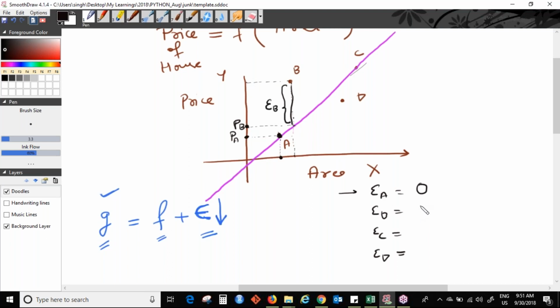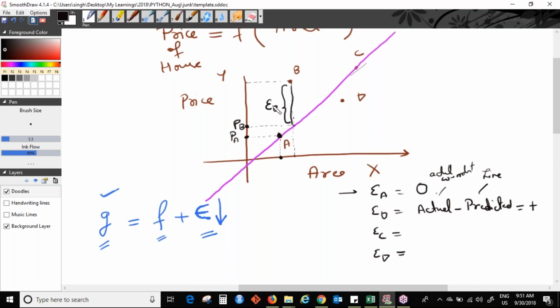So let me write it like this: actual minus predicted. What is predicted? Predicted is what is coming from the line. This is the actual coordinate. So here, actual minus predicted, you will get some positive quantity, right? So the line is under predicting. It is predicting less than what the actual price is. Do you follow? This is the error.